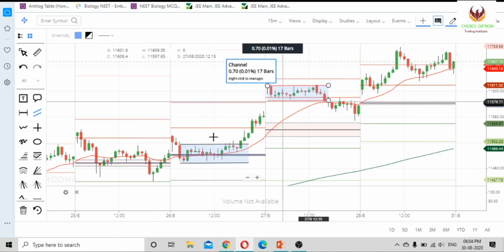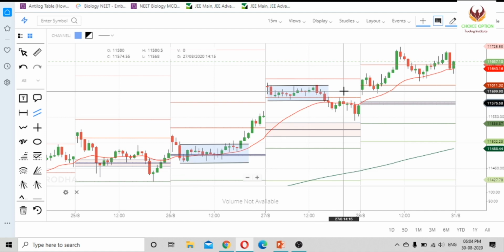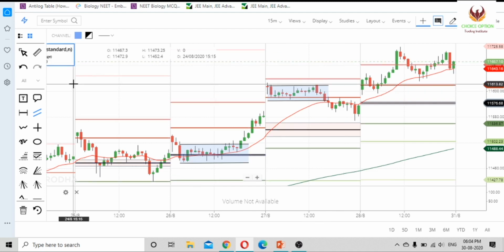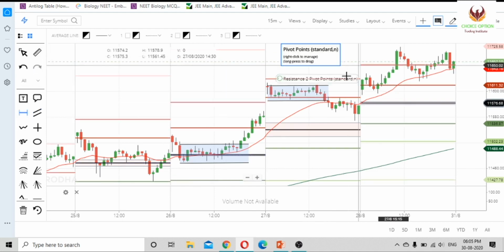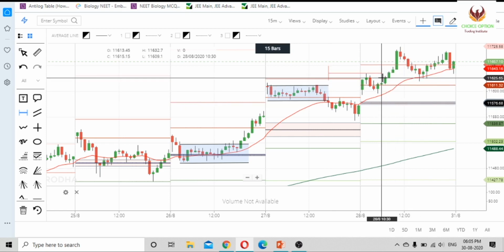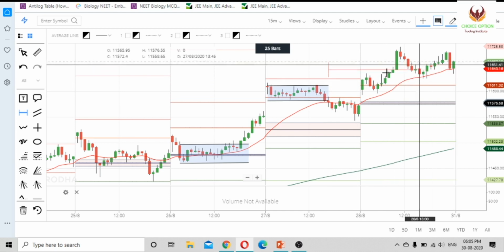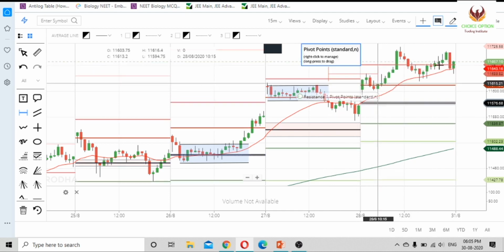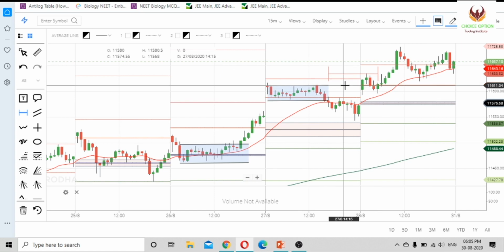There were two consolidations around here, and I actually gave a call in the last trading session. I told you that if the market closes above this particular level, that is 11,611, in the 15-minute chart, then you should take a buy call. As I told you, it actually gave good returns of about 100 points from there.